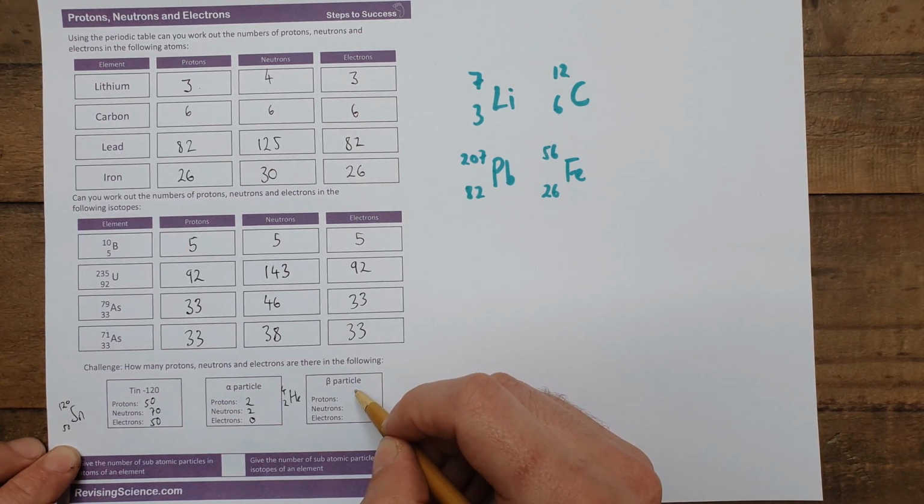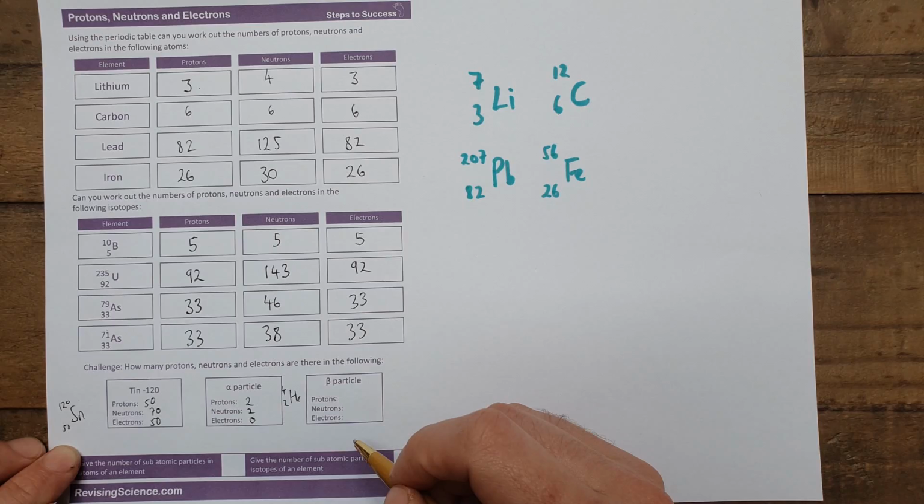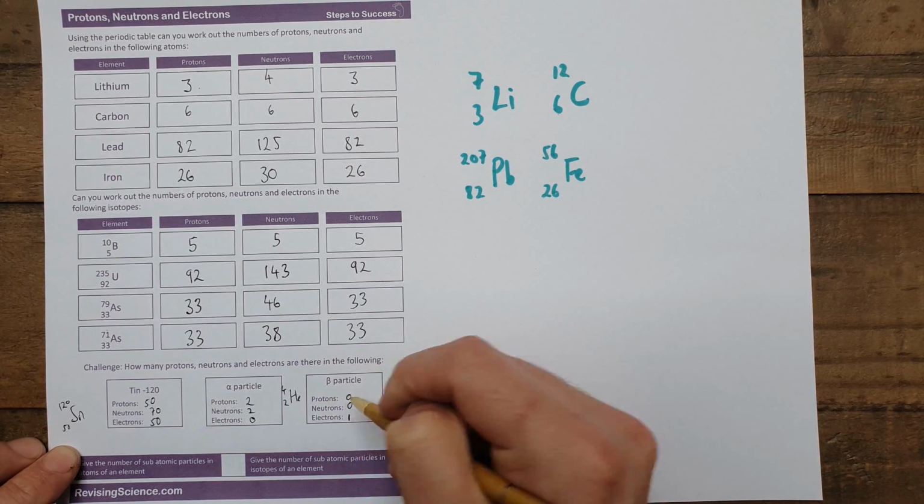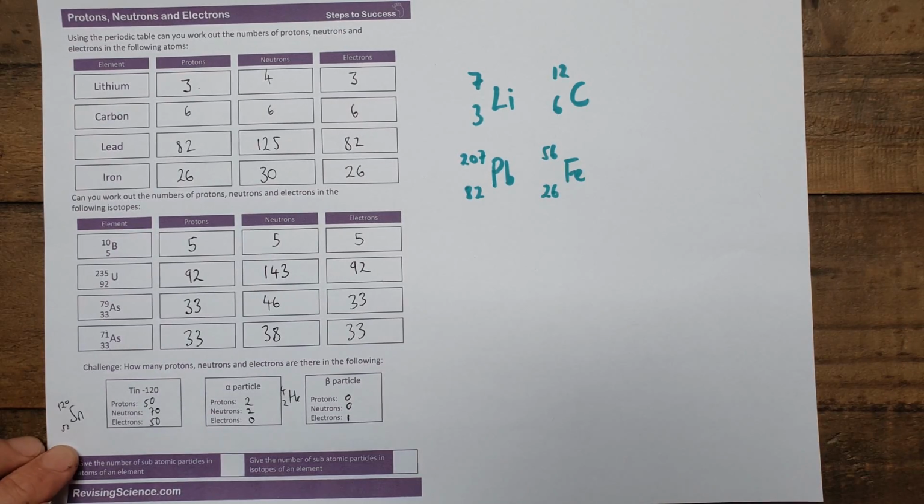Finally, for our beta particle, remember our definition for a beta particle, it's a fast-moving electron, so therefore it's going to have 1 electron and 0 of the others, because that's what it is.